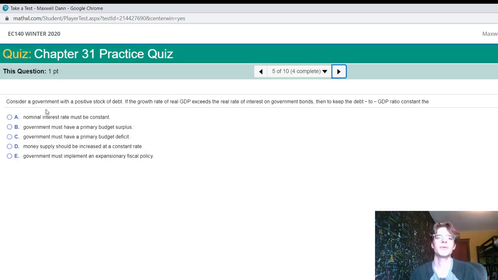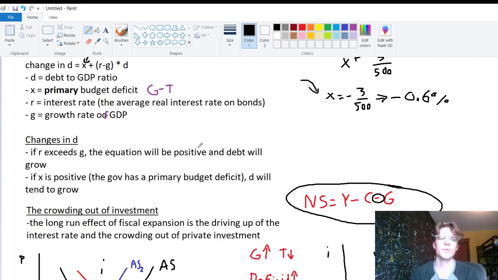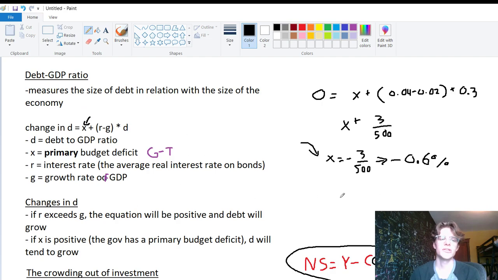Consider a government with a positive stock of debt. If the growth rate of real GDP exceeds the real rate of interest on government bonds, then to keep the debt to GDP ratio constant... So where's our formula? Here it is. G is bigger than R. So if our formula is X plus R minus G, times D, this portion is going to be negative, because G is bigger than R. So when you do R minus G, you get a negative number, times D, you'll still get a negative number.